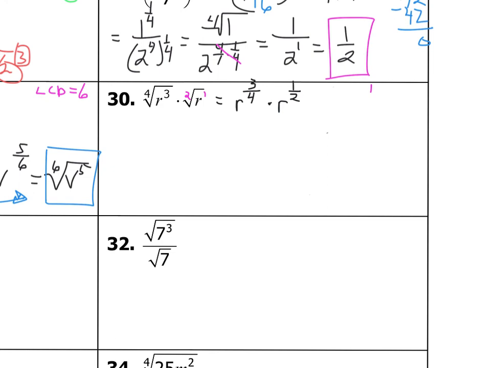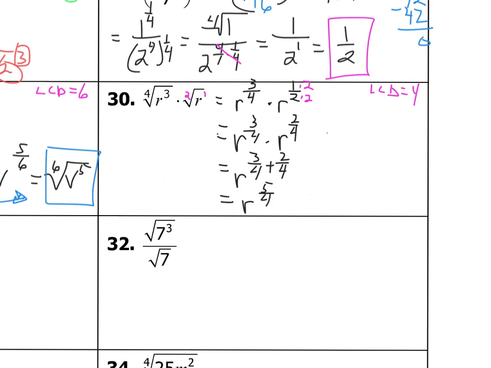Our LCD, least common denominator, is 4. So this first denominator has it, but this one needs to be multiplied by 2. So if I multiply the denominator by 2, I have to multiply the numerator by 2. And so I get r to the 3/4 times r to the 2/4, and I'm multiplying like bases, so I add their exponents. And so I get r to the 5/4.